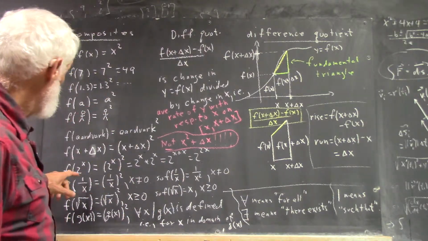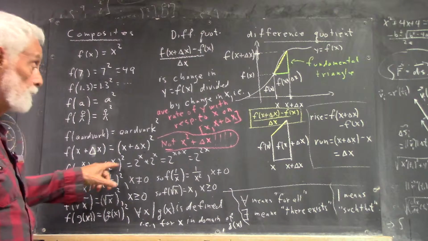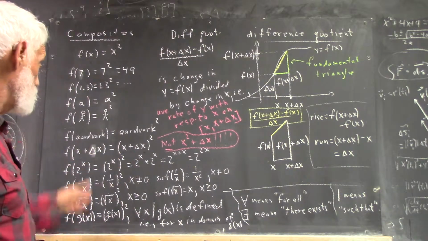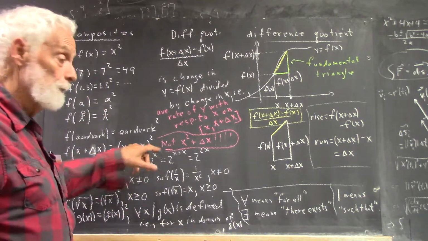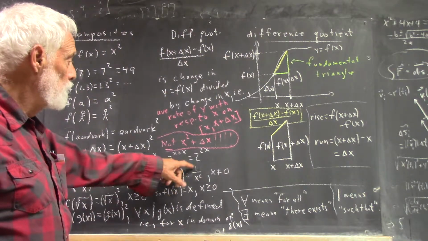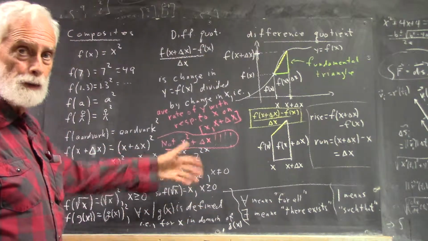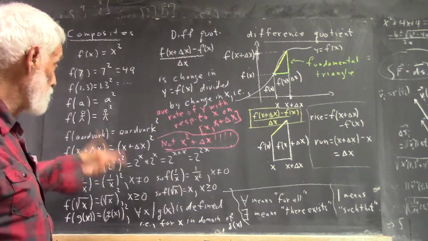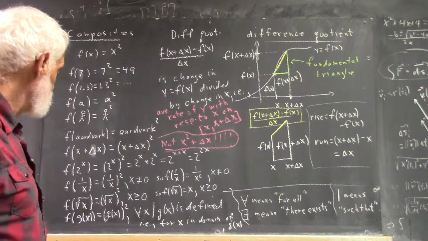Okay, f of 2 to the x is 2 to the x, quantity squared. And of course we simplify that. That's 2 to the x times 2 to the x. By laws of exponents, that's 2 to the x plus x, which is 2 to the 2x. And there's another law of exponents: we just multiply these exponents, and we get 2x. Okay.